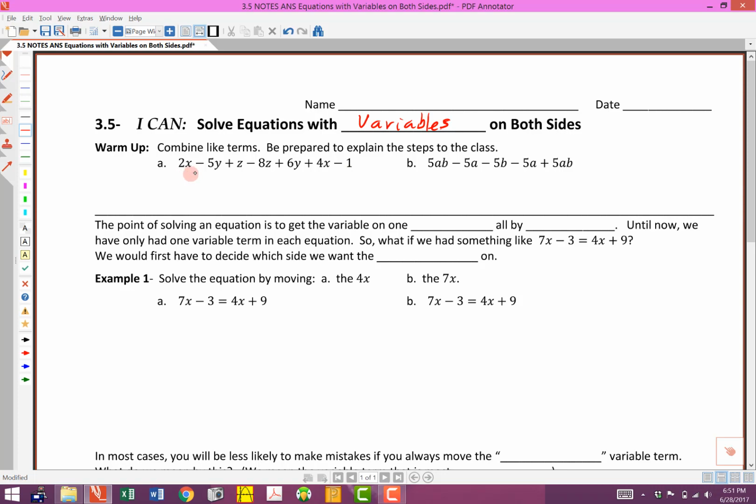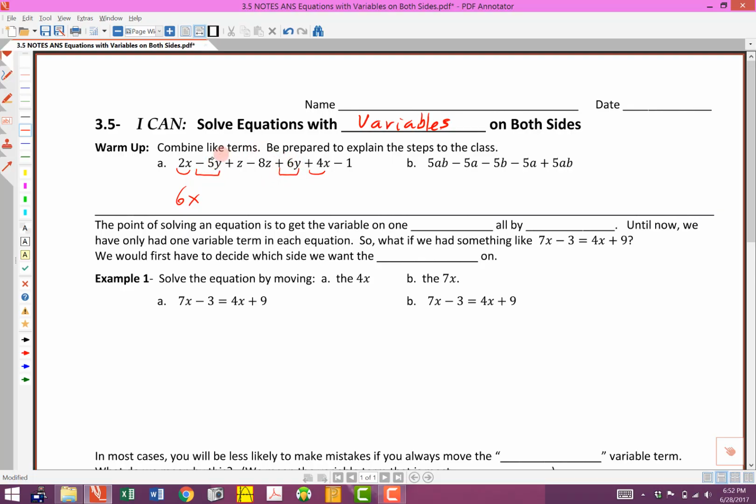So we've got 2x minus 5y plus z, remember there's the coefficient of 1 in front there, minus 8z, and then plus 6y plus 4x, and then minus 1. So we've got x's, y's, and z's, and then we've got a constant. So we're going to look for x's that are like terms. So we're going to combine those and we end up with 6x. Then we're going to look for y's. We're going to combine those.